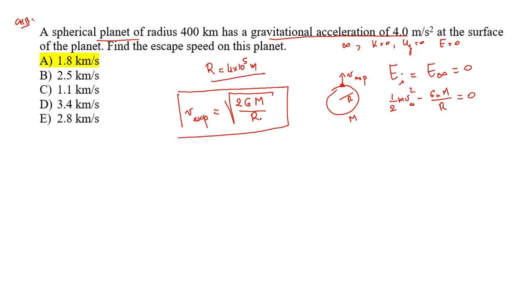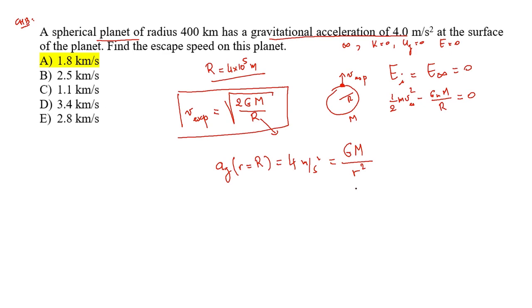So I know the radius of the planet. It's here, but I don't know the mass of the planet. I will get it using the gravitational acceleration. I know that the gravitational acceleration, a_g, at the surface of the planet is equal to 4 meters per second squared. That means the gravitational acceleration is GM of the astronomical body divided by R squared.